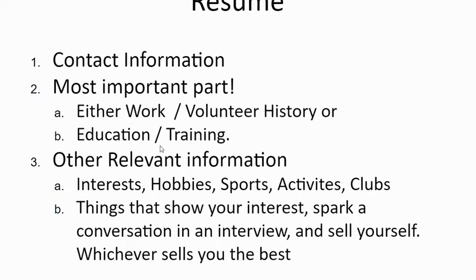And then work history should be below that, right? So these two here, 2A and 2B, these are interchangeable, right? There's no right or wrong. Which one of these two would sell you the best? Your education, training, or your work history? Whichever one is your best attribute, put that right below your contact information. Everything else is a distant third, right?